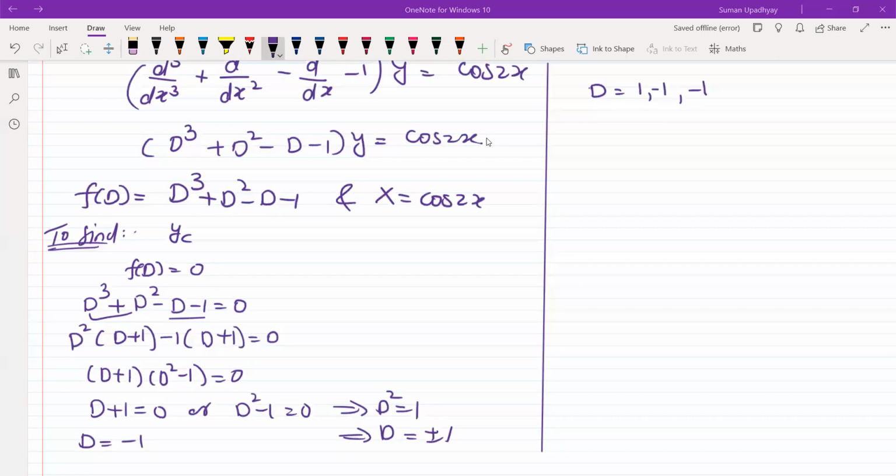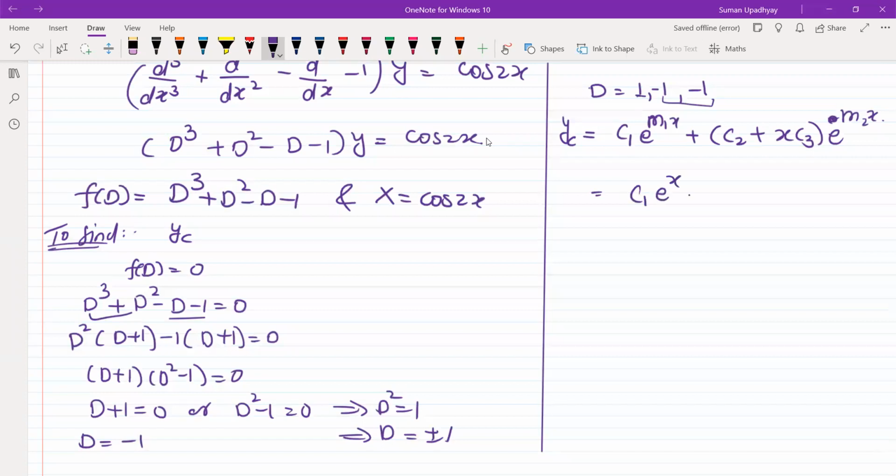So tell me what will be the formula for YC? Since one of the roots is distinct, the remaining 2 roots are repeated. So YC is C1 e raised to m1x plus, and since 2 roots are repeated, you'll be writing C2 plus C3x in e raised to m2x, where m1 and m2 are 1 and minus 1. So substitute over here, and you'll be getting this. How many of you understood this? Raise your hand. I want to see how many of you understood YC. It was very simple.